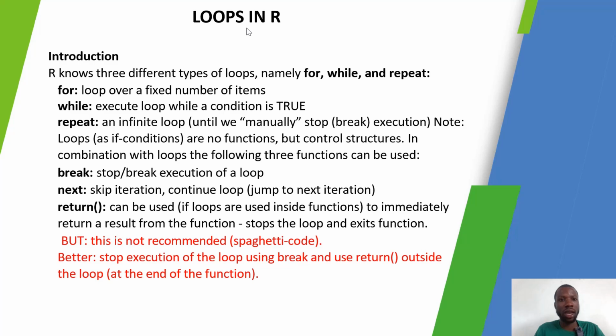And then this is another part that we really want to look for, where we are going to look at loops in R. If we say loop, R knows 3 different types of loop: for, while, and repeat loop. So for loops over a fixed number of items. As I said, a loop is like iteration. It works the way iterations work.